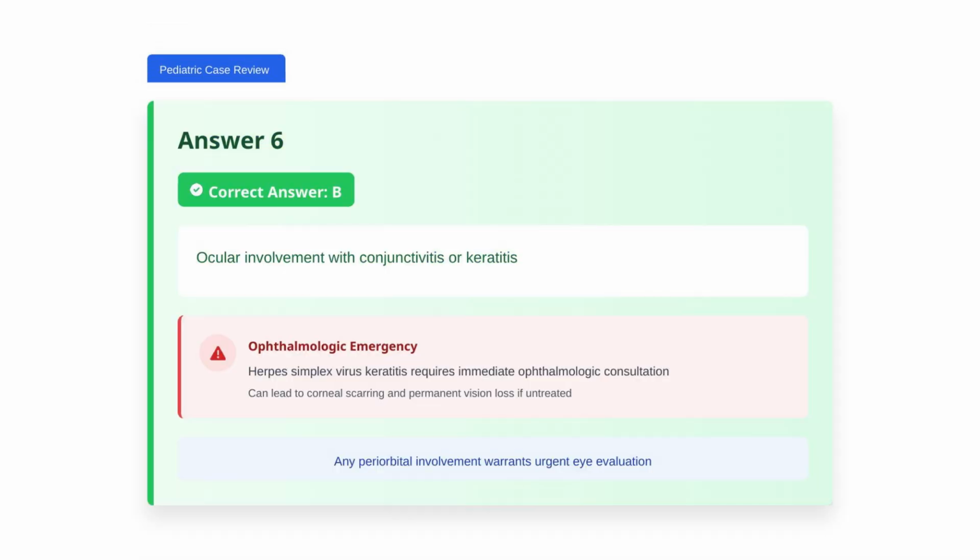Ocular involvement manifesting as conjunctivitis or keratitis represents a serious complication of eczema herpeticum that requires immediate attention. Herpes simplex virus keratitis is an ophthalmologic emergency that can lead to corneal scarring and permanent vision loss if not promptly treated. Any child with eczema herpeticum involving the periorbital region should receive urgent ophthalmologic evaluation, even if they do not have obvious eye symptoms.